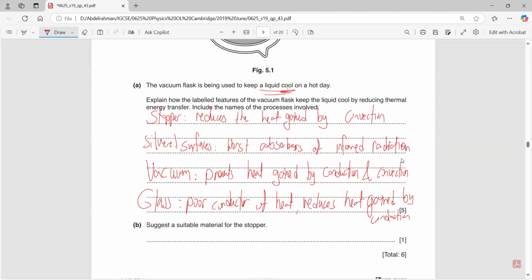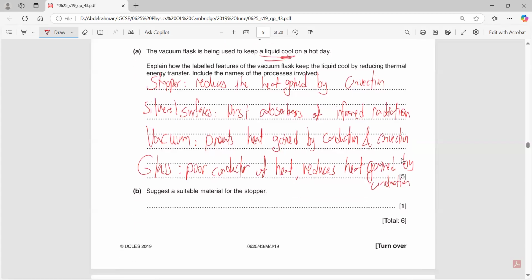Suggest a suitable material for the stopper. So I have the stopper, I have the lid. What would a suitable material for this lid be? Definitely any non metal, any insulator. I've seen a lot of people write down cork, and it would be correct. You can write down wood, plastic. Yeah, all of them are correct. So wood, cork, plastic, whatever.